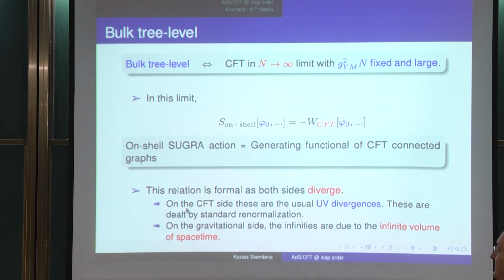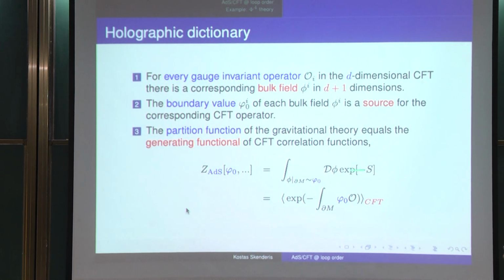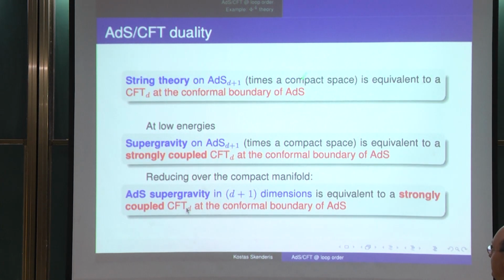The bulk tree level is always defined the same way because the right-hand side is always well defined. I start with some gravity theory, and then tree level means what tree level means. The spectrum would be different, yes. So if you have different CFTs, I have a different spectrum of BPS operators. This means this compact space would be different, or this CFT would couple to different matter.